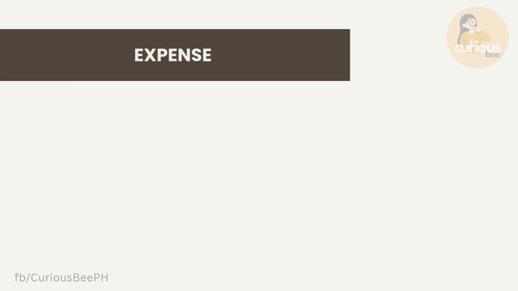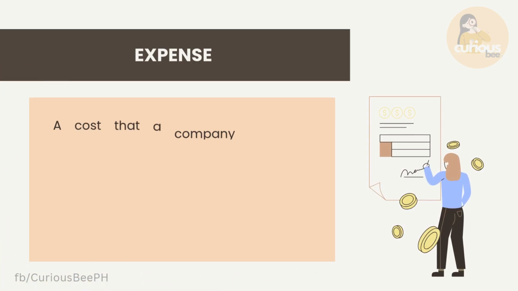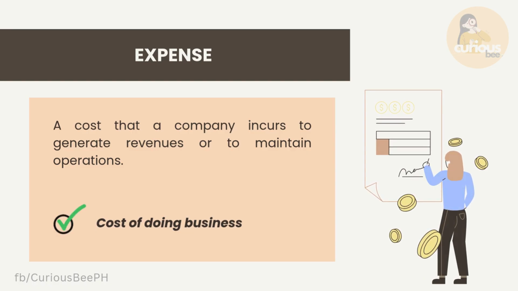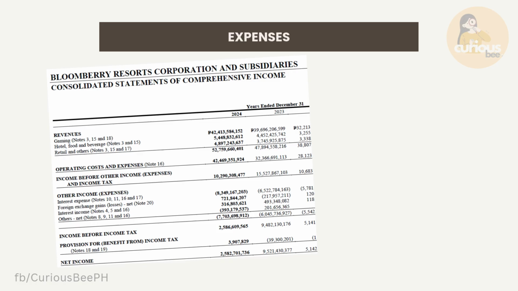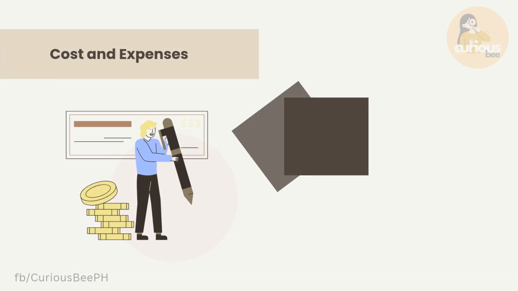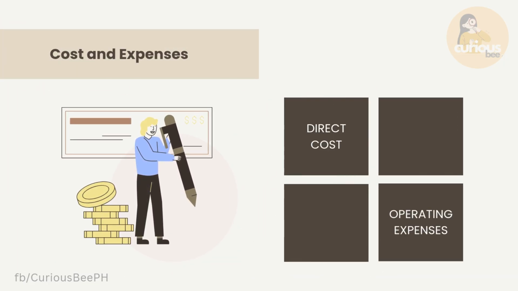Now let's move to expenses. An expense is a cost that a company incurs to generate revenues or maintain its operations. Expenses are found in the middle section of the income statement, right after revenues. It is basically the cost of doing business, which results in an outflow of cash or other assets. The basic classifications are direct cost and operating expenses.